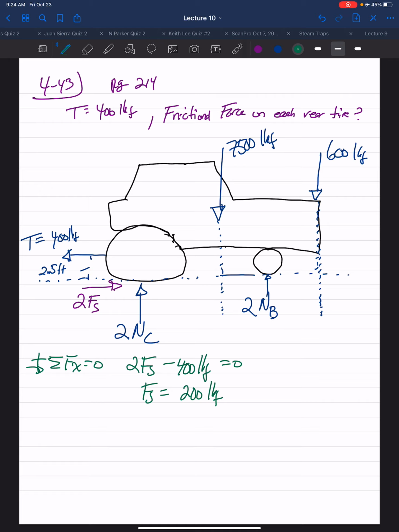So if we take the moment about point C, then we can eliminate, this is point C, this is point B, given the problem. We can eliminate the normal force at C and solve for the normal force at point B. Let's go to a clean sheet.